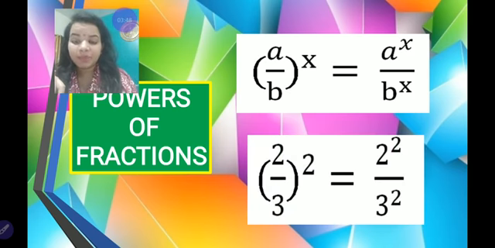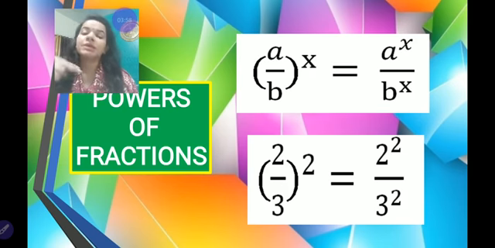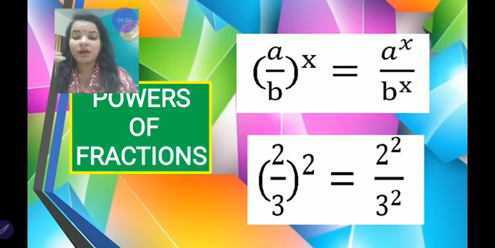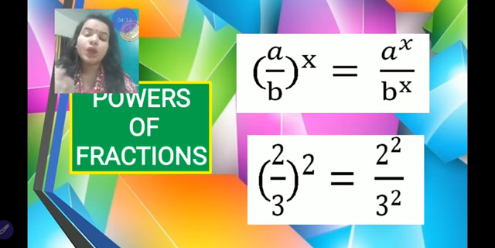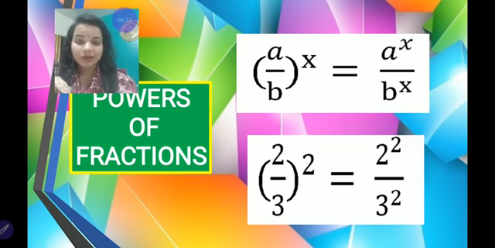Let us see an example here. Suppose you have 2 upon 3 raised to the power 2. So this means the numerator 2 also has the power 2 and your denominator 3 also has the power 2. So it will be 2 to the power of 2 upon 3 to the power 2. So this will give you 2 into 2, that will be 4, and 3 into 3, that will be 9. So your answer will be 4 upon 9. So this is the way you can solve the questions of powers in fractions.